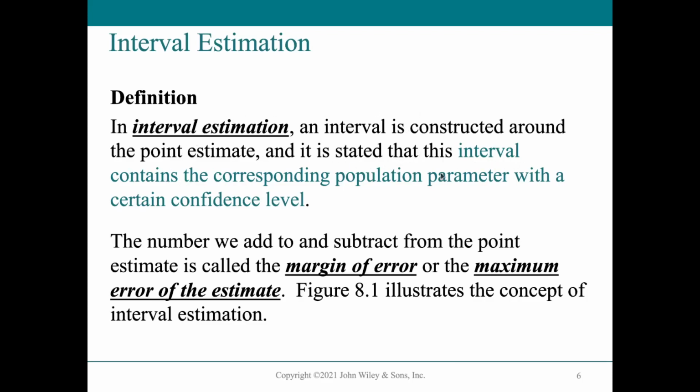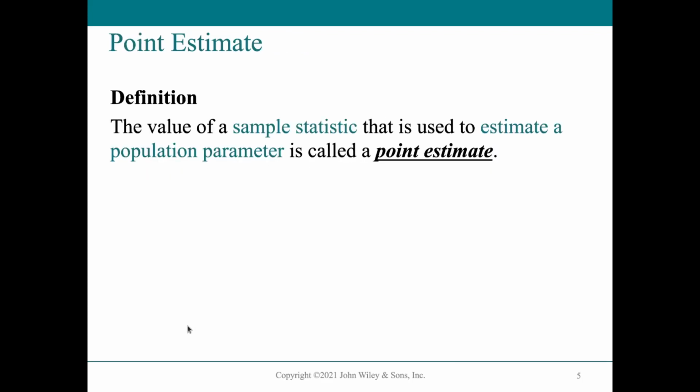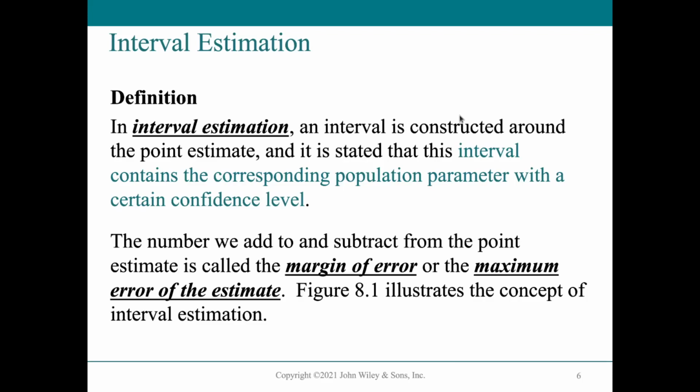We assume that this interval contains the corresponding population parameter with a certain confidence level. So, going back, remember the sample statistic value that we use to estimate the parameter of the population is your point estimate. This is not so accurate; it is actually prone to errors. That's why we do interval estimation. We expand the point estimate to a certain range or interval, where we would say that the population parameter is within this interval. The number we add or subtract to the point estimate, we call the margin of error or the maximum error of estimate.